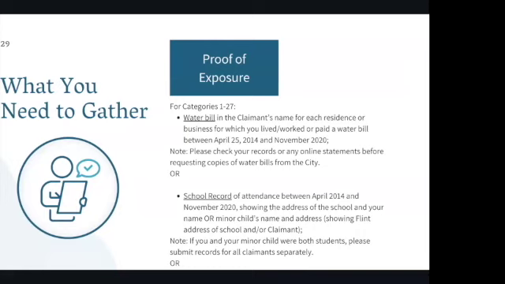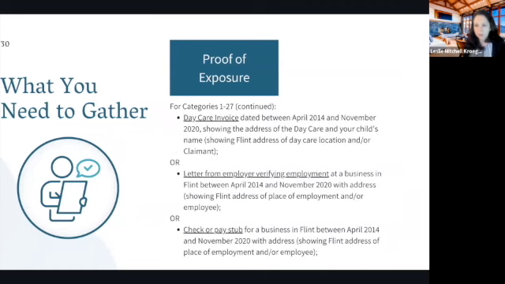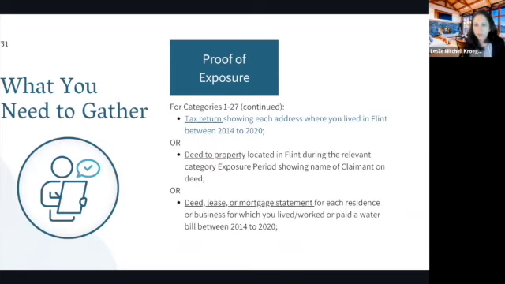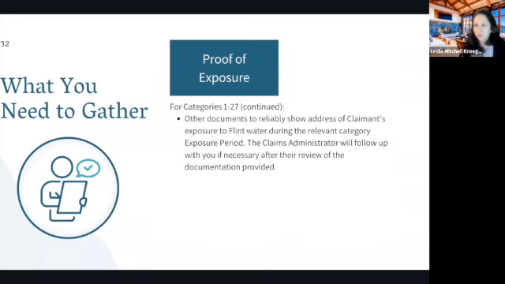So the examples that I gave earlier, a water bill, a child's school record, a daycare invoice, an income tax return, a deed, a mortgage. There are a variety of ways that we can show exposure. If you have a special circumstance, and sometimes this will happen, you live outside of Flint, but you brought your children into Flint to stay with a family member for daycare every day. We can help you. All right, there is a way. If your child was exposed, we will help you figure out a way to show where they were, why they were there, and what their exposure time was.